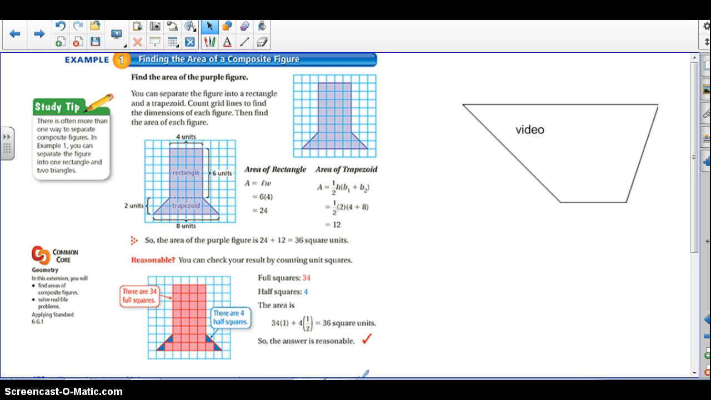Now you can watch the video to the right of this screen. You should be able to go right into it, and then come back for the next lesson.